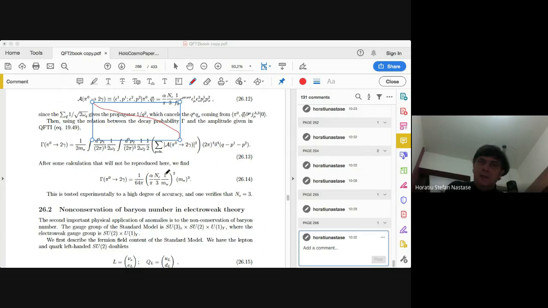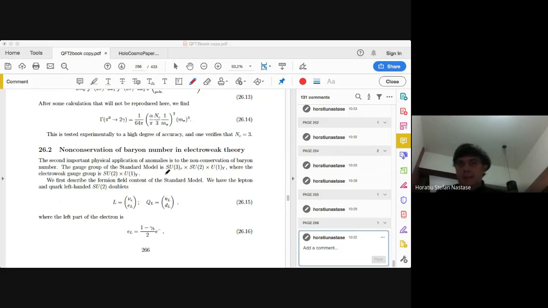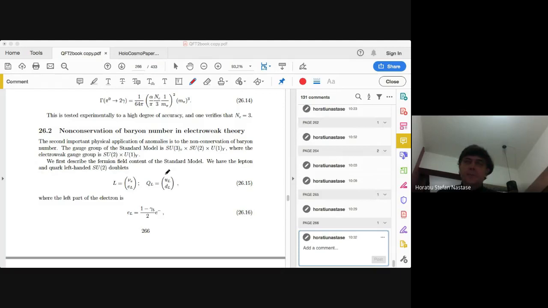All right, the second application of the anomaly to physical experiments is the non-conservation of baryon number in electroweak theory. By the way, there are three classic tests of the anomaly. One is pion going to gamma-gamma. The second is non-conservation of baryon number. And the third is the so-called U1 problem.